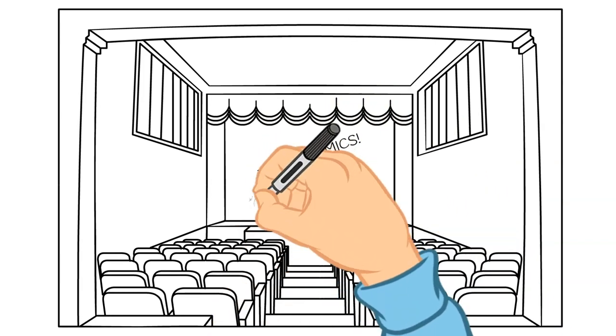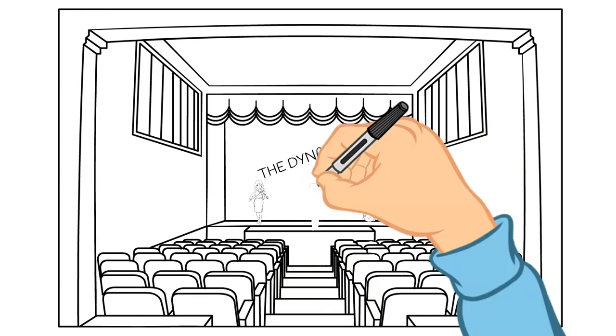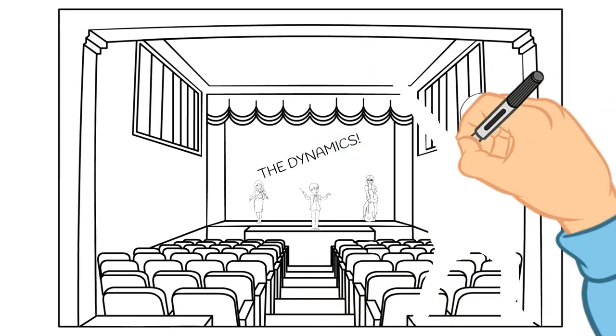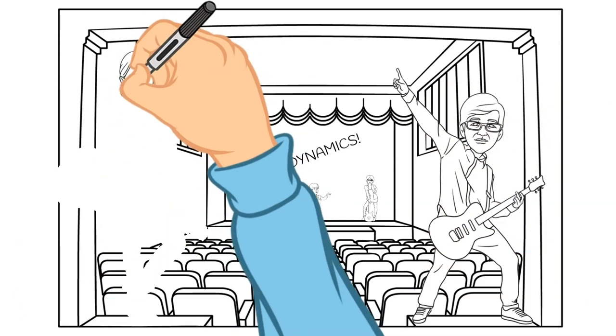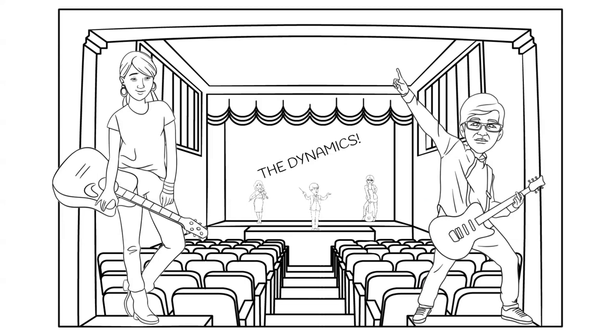Within an ensemble, each musical instrument's performance contains a range of dynamics that, when combined with all the other instruments, has a dramatic effect on the emotion and feel of the piece. There's a whole range of musical terms and markings that we use to communicate these dynamic changes. Let's take a look.